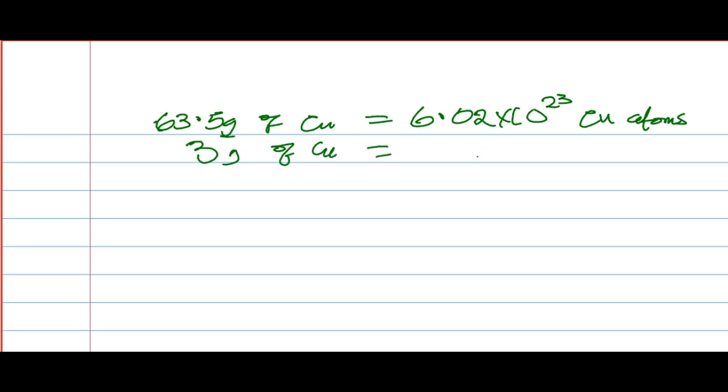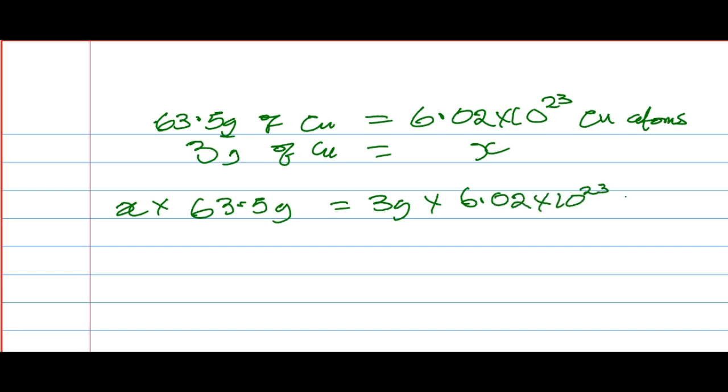We're looking for number of atoms, so this is going to be a question mark. If you like, you can change this question mark to X, the way you used to do in secondary school. And then, at the equality sign, we need to cross multiply. So X multiplied by 63.5 grams equals 3 grams multiplied by 6.02 times 10 to the power of 23 atoms.